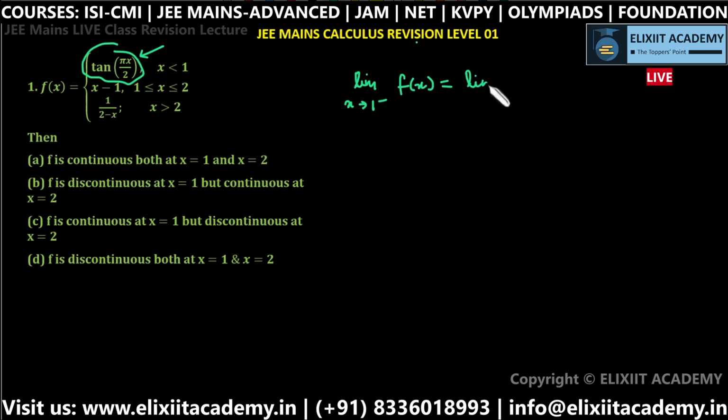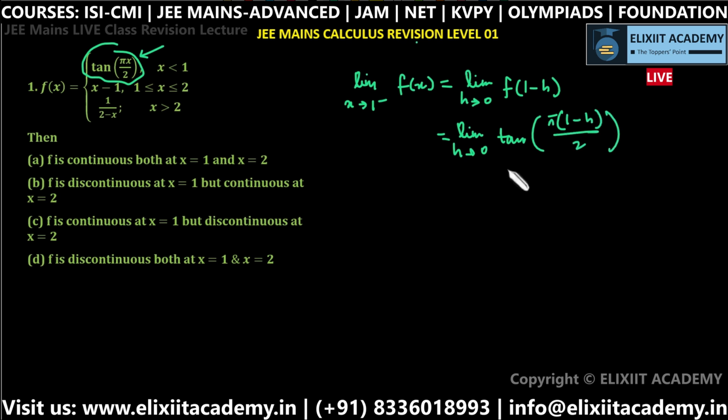So what we can do is, we can write this as limit h tends to 0 of f(1 minus h). So this is limit h tends to 0 of f(1 minus h). So this is basically tan of π(1 minus h)/2. And when h tends to 0, this tends to 0, this tends to 0. So we have tan(π/2). So this is π/2 minus. More specifically, if you see, this is π/2 minus.